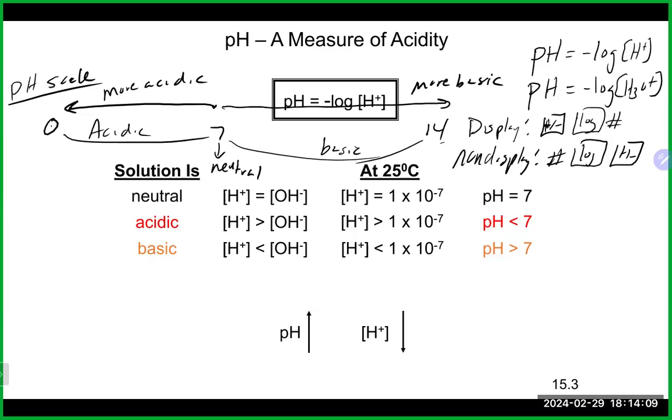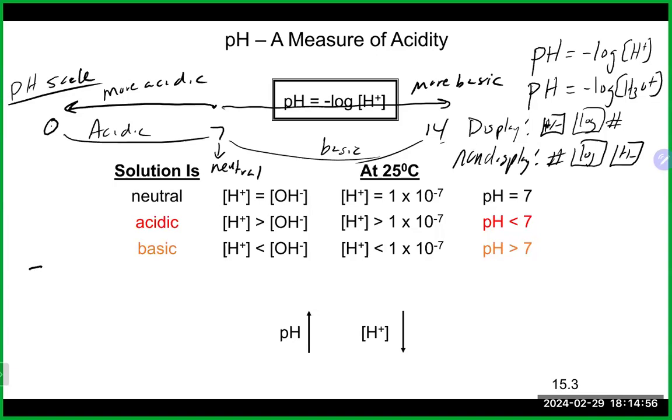It needs to be super close to 7 to be considered neutral in this class. I know some people say that's kind of a grayish area, above and below the 7, but technically speaking, the real definition is that they're equal concentrations, and it should give you a pH of 7 in that case. If our H plus concentration is larger than our OH minus concentration, when you put that H plus concentration into the pH formula, you should get a pH that's less than 7. And if it's basic, our OH minus concentration is larger than our H plus concentration, which means you'll have a smaller concentration of H plus, and when you put that in there, you'll get a pH greater than 7.